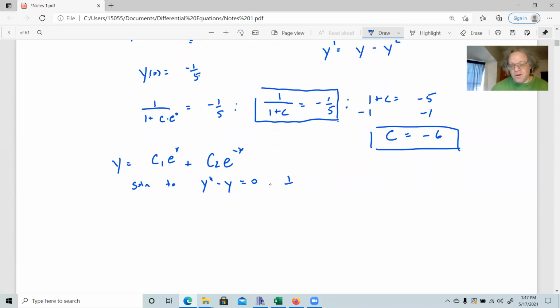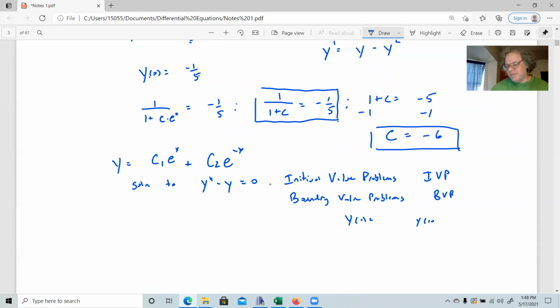These are often called initial value problems, IVP. Sometimes they'll call them boundary value problems, BVP. Usually with boundary value problems, there are 2 different regions that they give you the boundary on. Like they'll say y of 0 is equal to something, and they'll say y of 10 is equal to something. So that's typically how boundary problems work. But initial value, right, because both are at 0: y of 0 and y prime of 0.